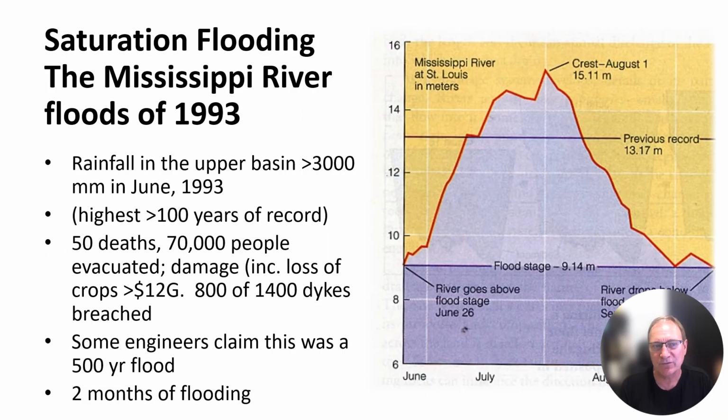The saturation flooding, again, substantial amounts of rainfall, only 50 deaths, but thousands of people were evacuated. Substantial amounts of crop loss, housing destruction. Some claim this was the 500-year flood, but it was 2 months of flooding. It was dramatic, and it was sustained over an extended period of time.